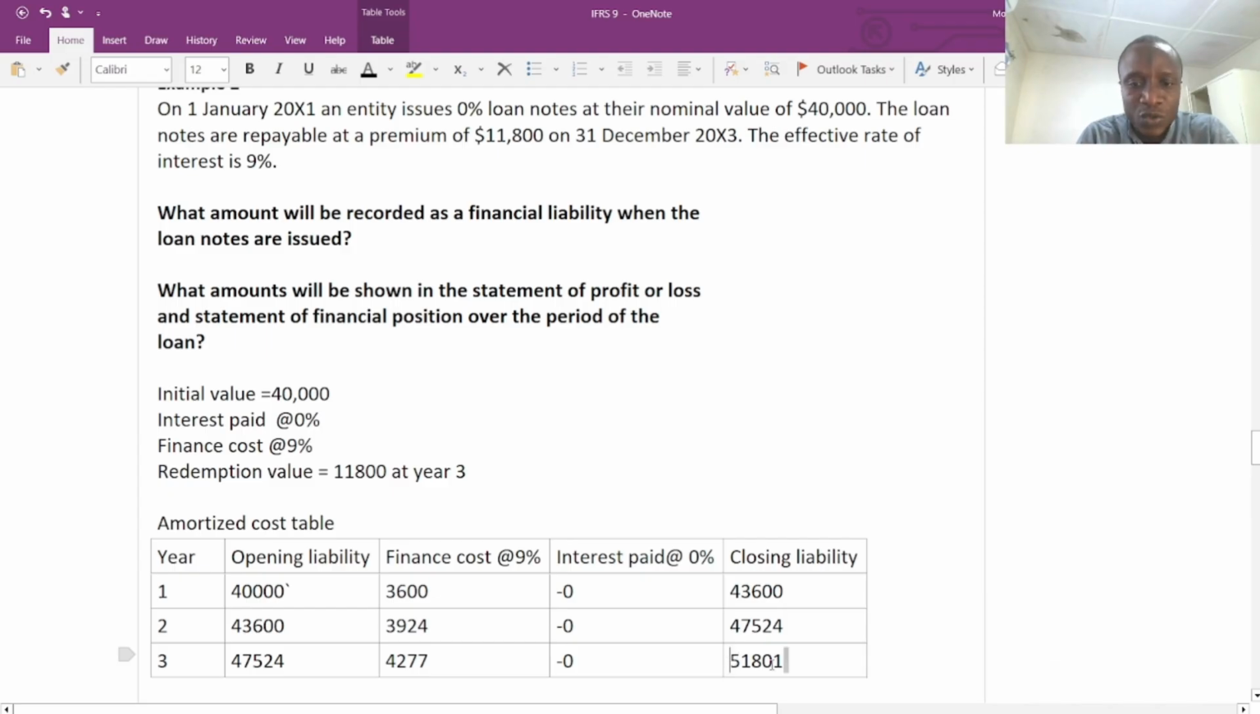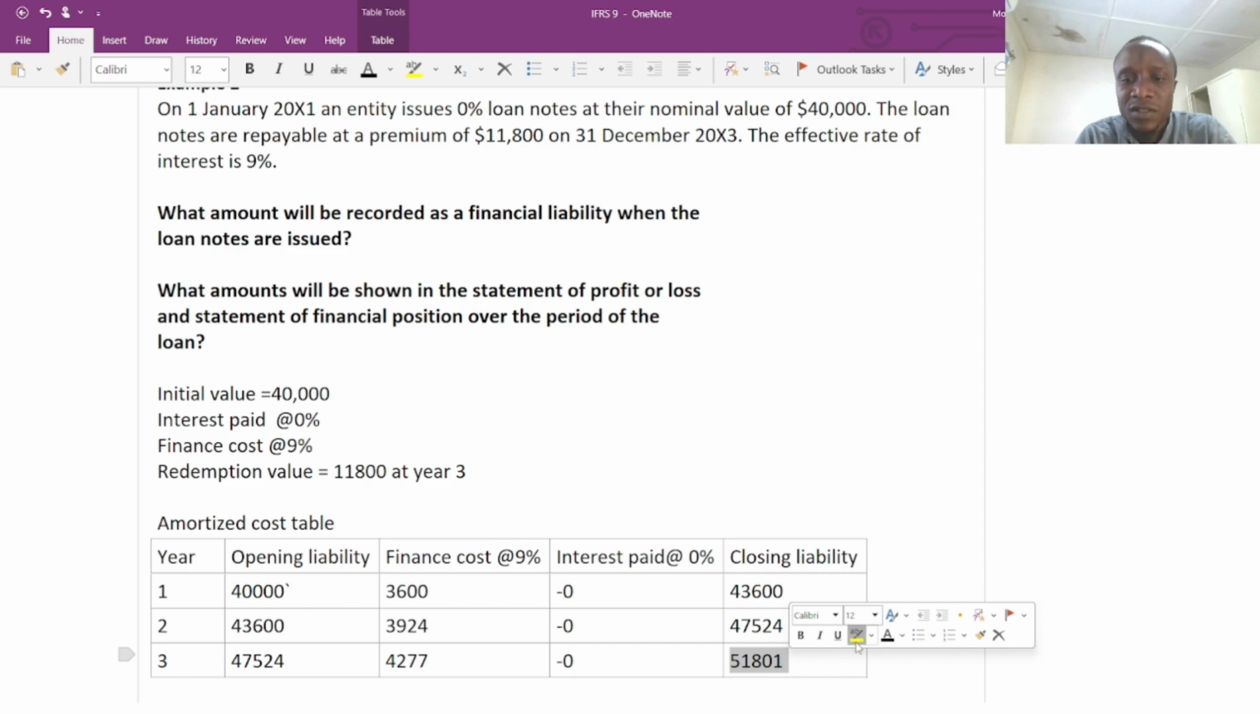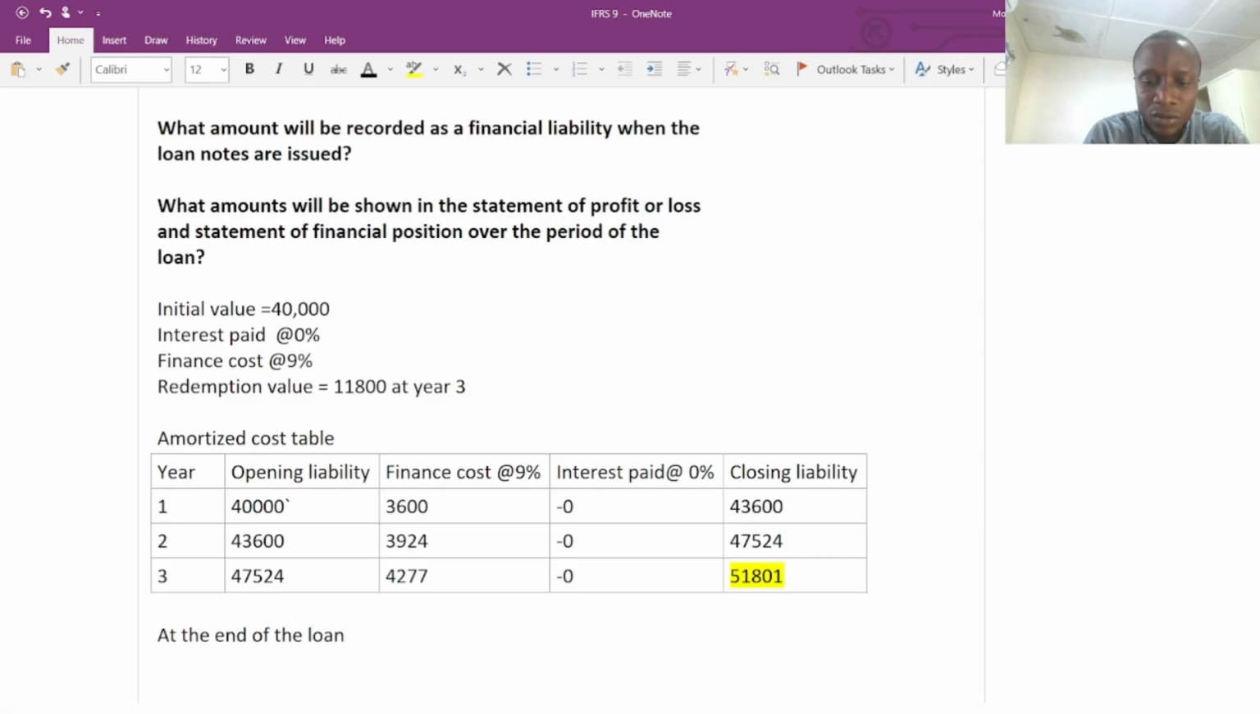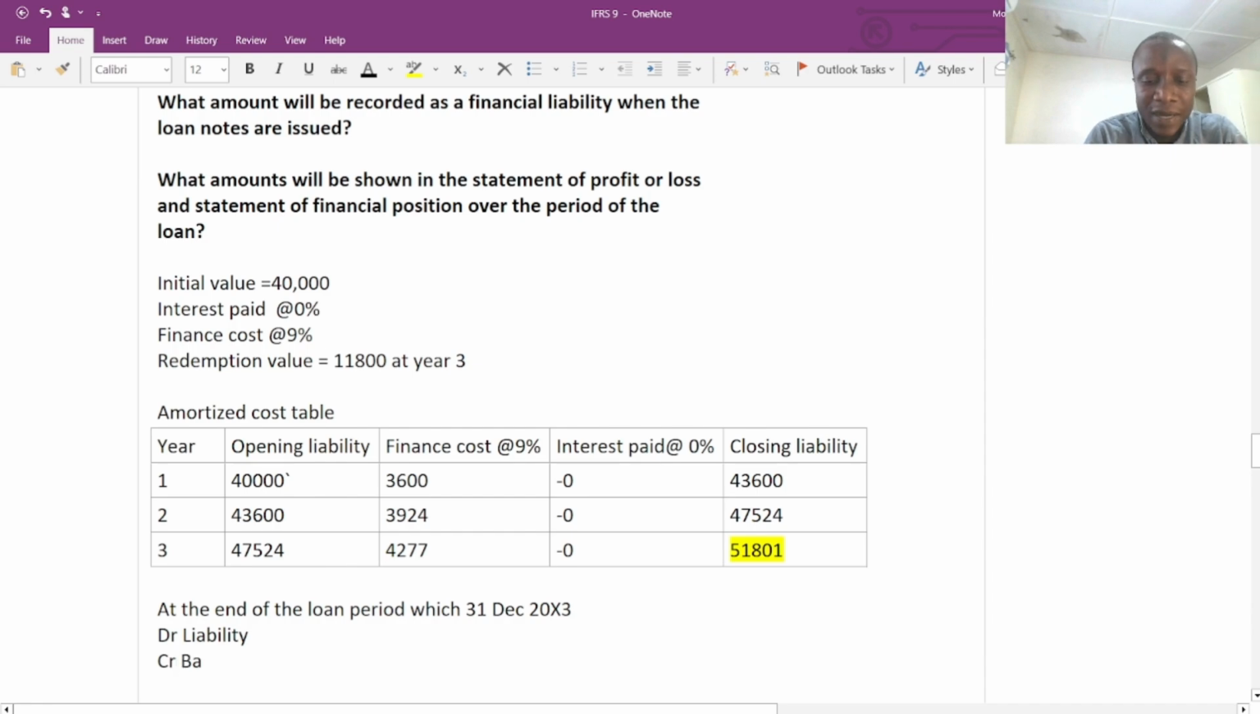There will be no liability. What we are going to do, we are going to debit the liability and we are going to credit the cash or bank. So now, at the end of the loan period, which is 31st December 20x3, we are going to debit the liability and credit bank. Now what amount are we going to use? We are going to use the nominal value and the premium.